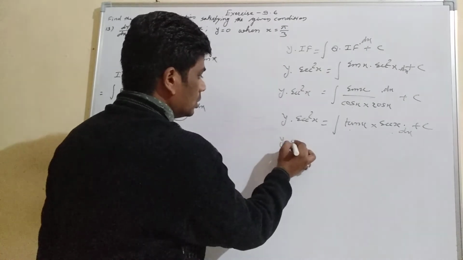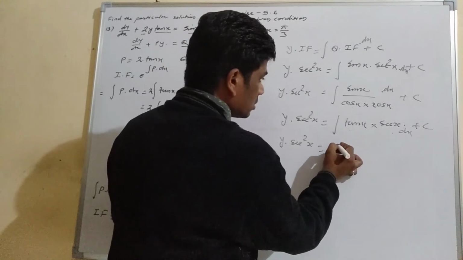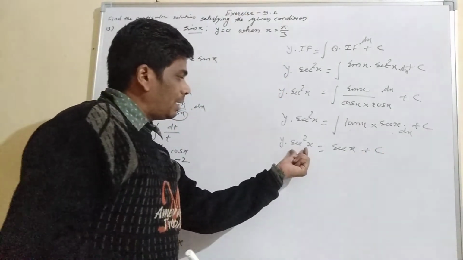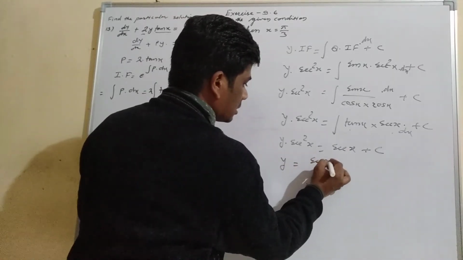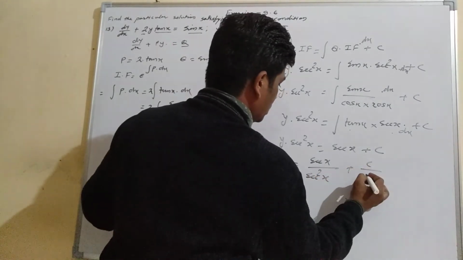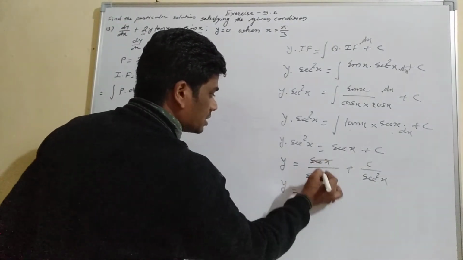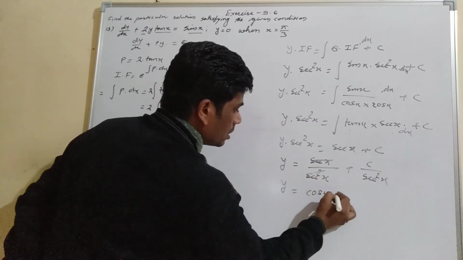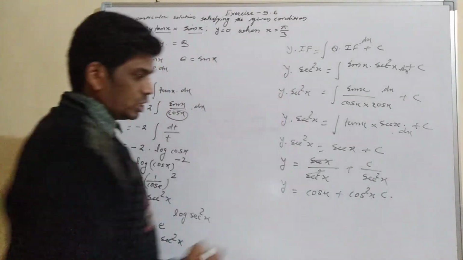So y into sec square x equals, this we got sec x plus c. Now we will divide by this sec square x. So y equals sec x upon sec square x plus c upon sec square x. So y equals, we got sec x, one will be cancelled, and 1 upon sec x will be cos x, plus here we will write cos square x into c. So this will be the general solution.